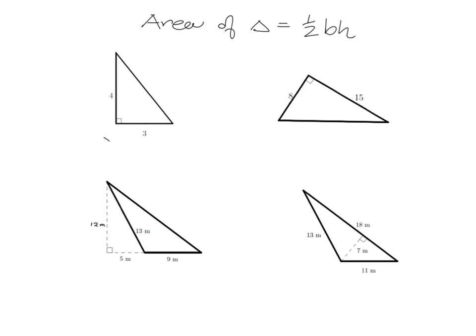So, in this case, your base will be 3, right? And your height comes from that opposite corner down directly to the base at 90 degrees. And so in this case, your height is 4. So your area of your triangle is going to be half times 4 times 3. So your area is 6 in this case.